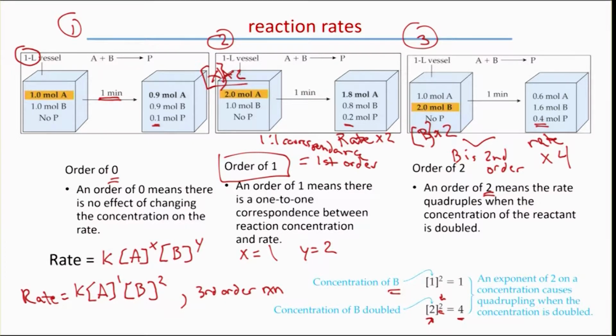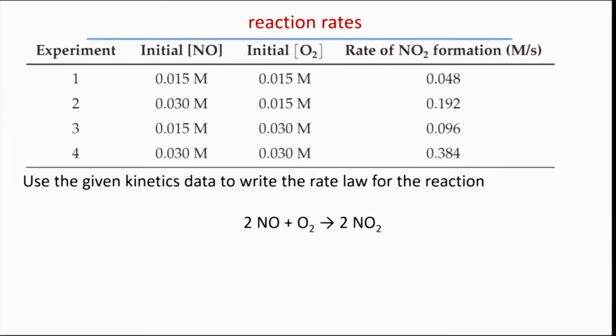Let's look at some data. It's laid out in a more organized fashion than with the pictures in the boxes, but here are 4 experiments that were done. And the reaction is 2NO plus O2 gives us 2NO2. And we can then write the general rate law for this. Let's do that first.